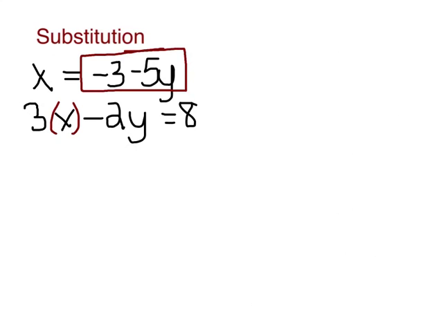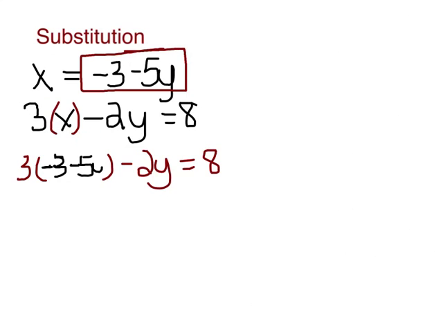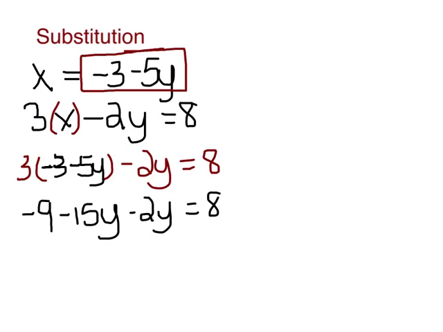So we'll start by rewriting our equation 3x minus 2y equals 8. And in our parentheses, we'll plug in the value negative 3 minus 5y, and we'll solve. So now we can solve this equation. 3 times negative 3 is a negative 9. 3 times negative 5 is negative 15y. We have our minus 2y, and that equals 8.